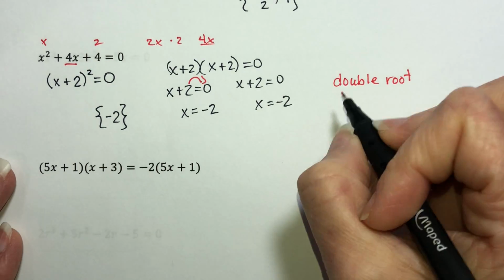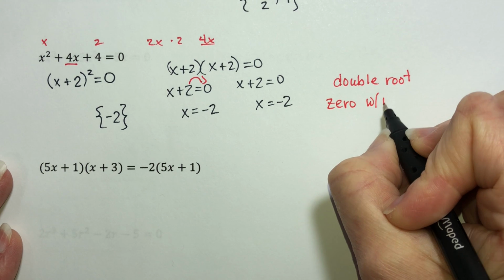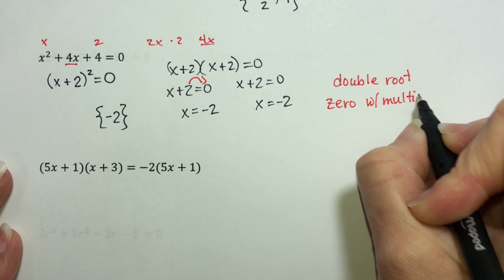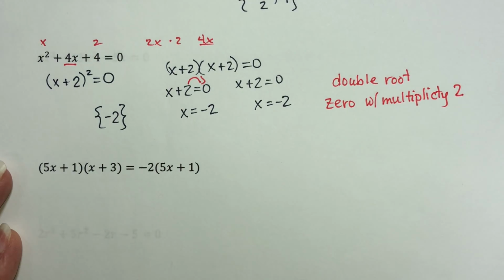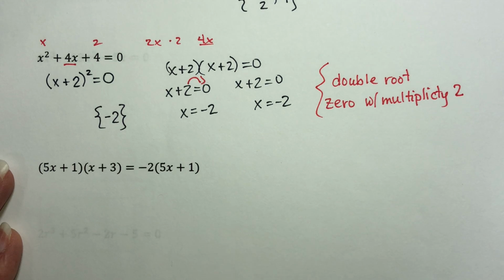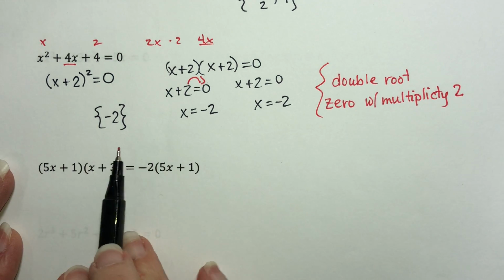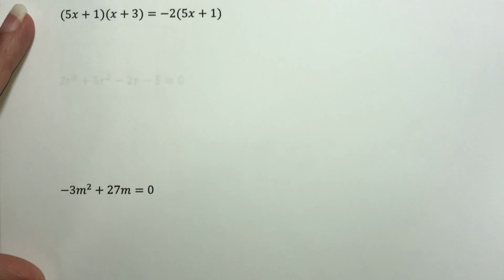And then sometimes we call it a 0 with multiplicity 2. Again, this is college algebra terms, but this is what's going on here. We have 2 answers, it just happens to be the same thing. Okay, so let's look at this one.